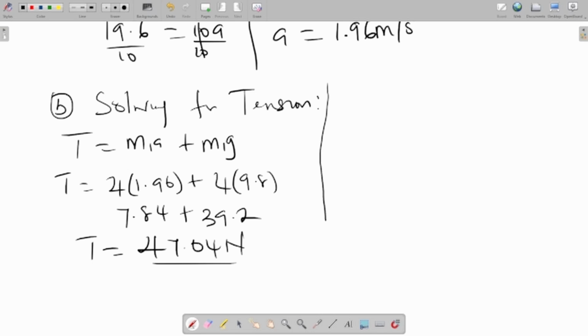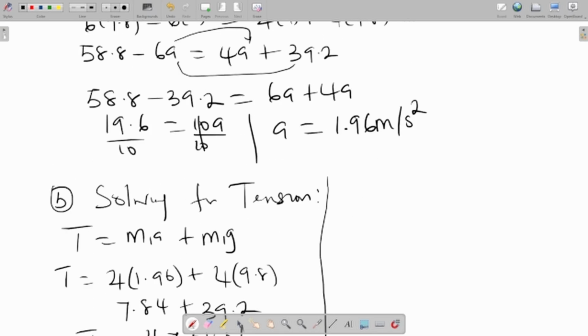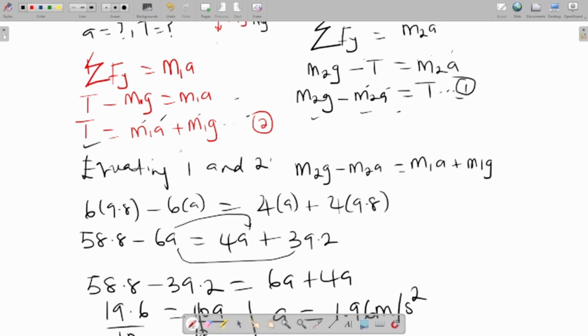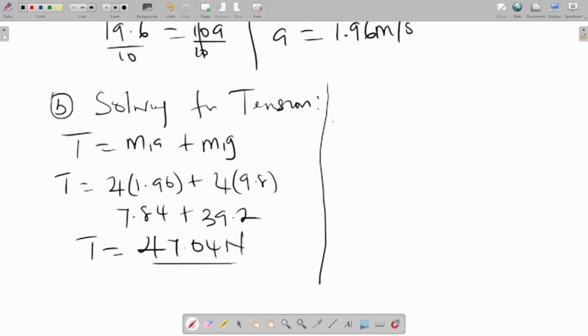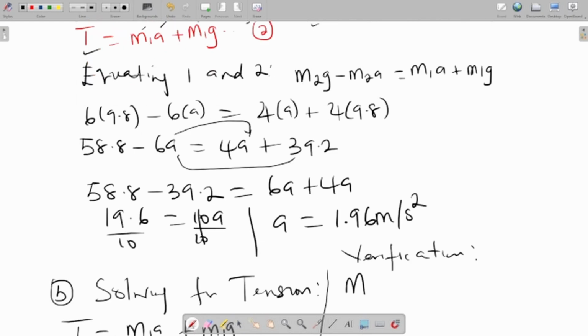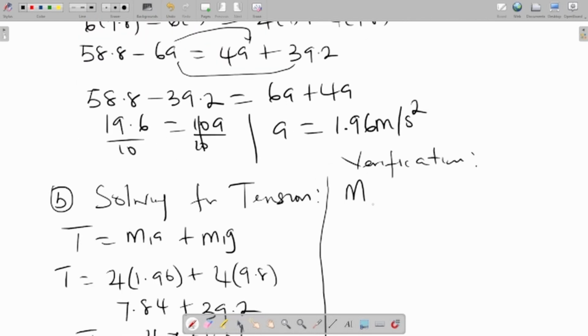But we can also verify our solution using the next equation. We used equation 2 to solve, and we discovered that the tension is 47.04. We can also use equation 1 to verify our solution. If we arrive at the same solution, it means that we are correct. That's how it's going to be. So we say M2G minus M2A, we're just verifying right now, verification. Here we have M2G minus M2A is equal to T.